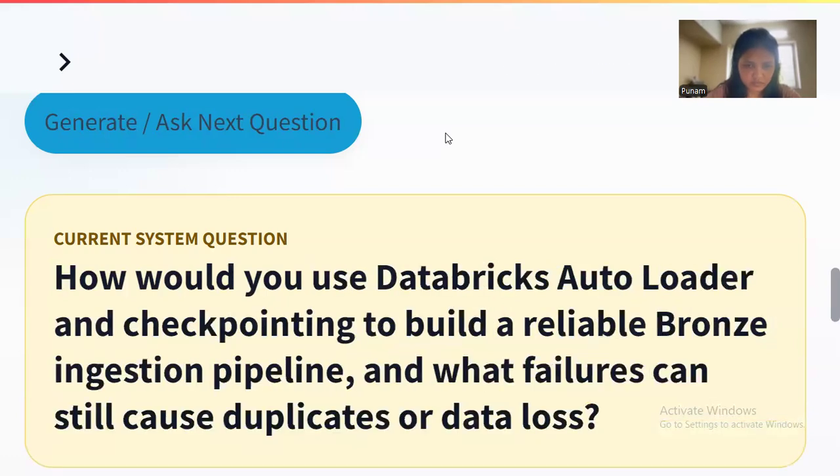How would you use Databricks Auto Loader and checkpointing to build a reliable bronze ingestion pipeline, and what failures can still cause duplicates or data loss? Sorry, I don't have much knowledge about the Auto Loader, so I will read on this. Okay. Getting to the next question.